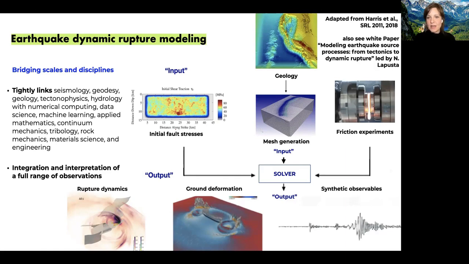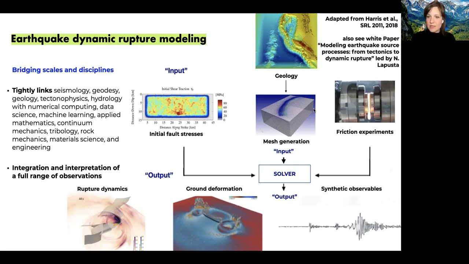Input can include highly heterogeneous and complex subsurface structure, topography, bathymetry, highlighted here as the geology input, initial fault stresses that can lead to highly heterogeneous shear tractions loading these faults, friction experiments constraining how rocks yield and dynamically weaken during earthquake rupture propagation, combined into a computational model which is used to solve, typically in the time domain, the elastic wave equation, nonlinearly coupled to frictional shear failure across the prescribed fault surfaces.